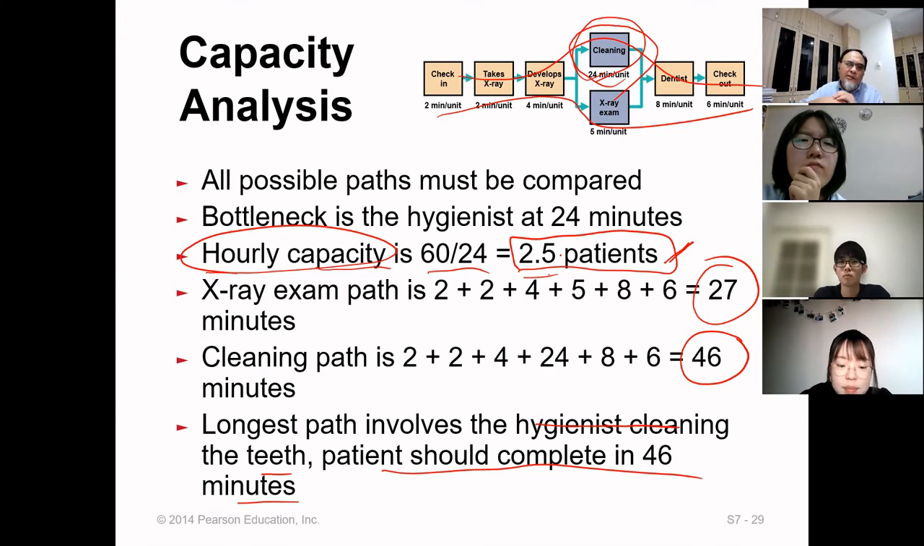Okay, so this is for scheduling purposes, and for that facility to know how they should do the schedule.